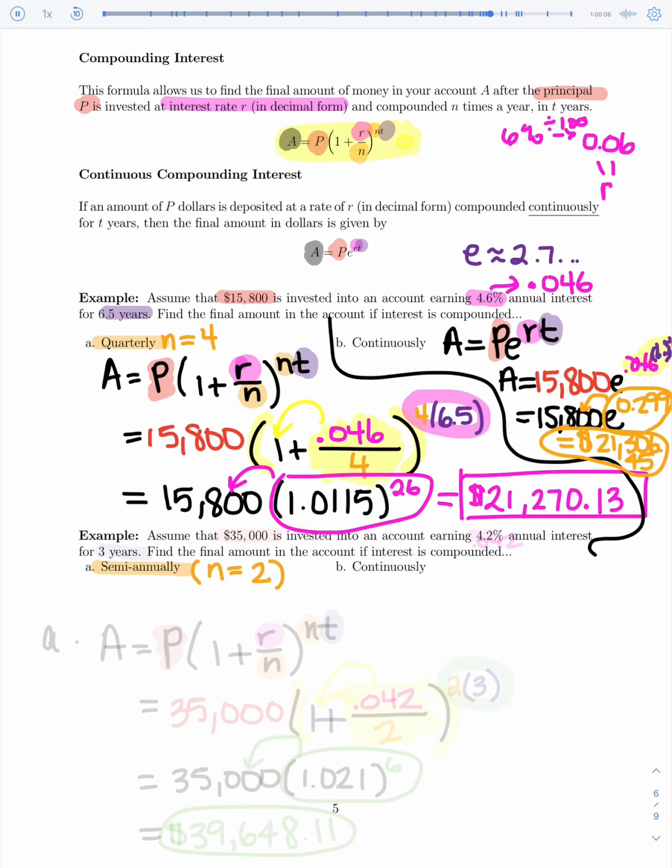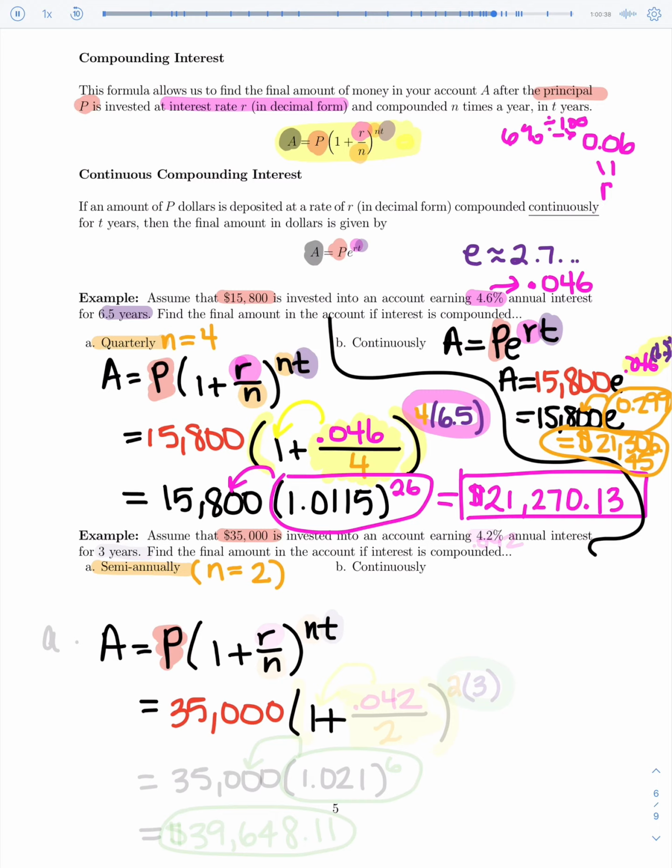So, let's do our formula. The formula for a certain number of times per year is P times 1 plus r over n, to the nt. Well, we already said what the principal was. The principal P is $35,000. That's what you're starting out with. So let's go ahead and plug that in. $35,000 times your 1 plus, that stays the same always.